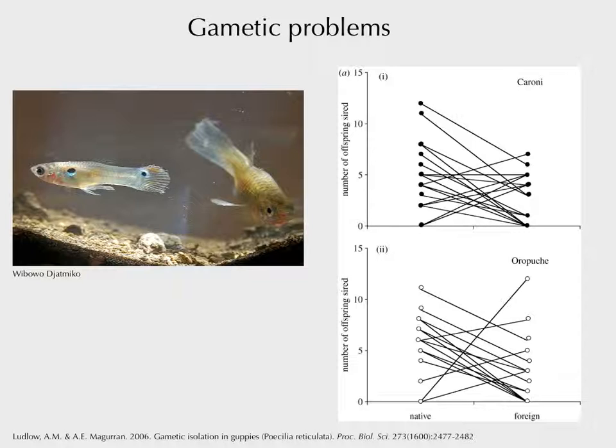Okay, so gametic problems. So the egg and sperm just not coming together well. Here we have two different species, and I mate them with members of their own species or members of different species, and let's see how many offspring are created from that mating. What do you see? What does the plot show?